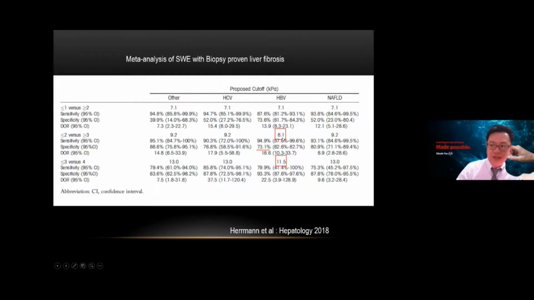If you look at the cutoff of 8, you can see it has very high sensitivity. You can catch all of the patients, but the specificity is only 73. That means a quarter of the patients get falsely high elastography if you use this cutoff. That means if we have a high elastography on ultrasound, maybe we need to reconfirm by another technique, including MRE, MR elastography, or maybe biopsy, to confirm before treatment.